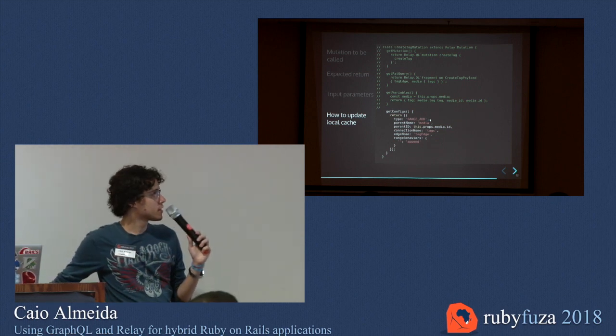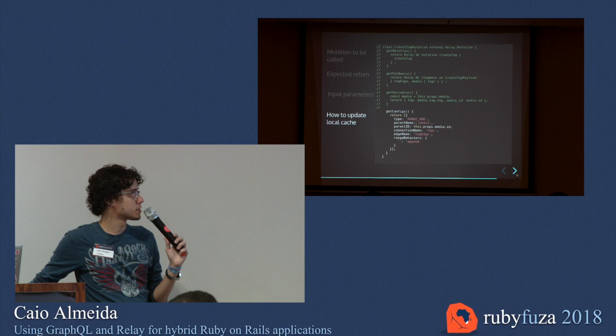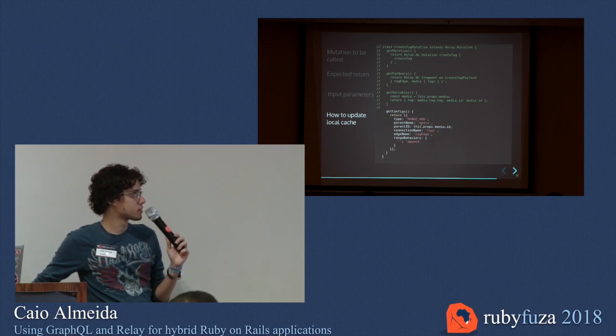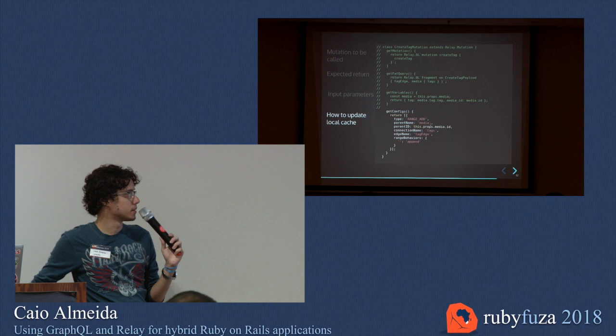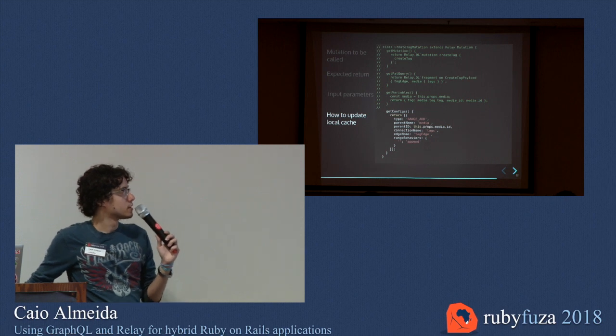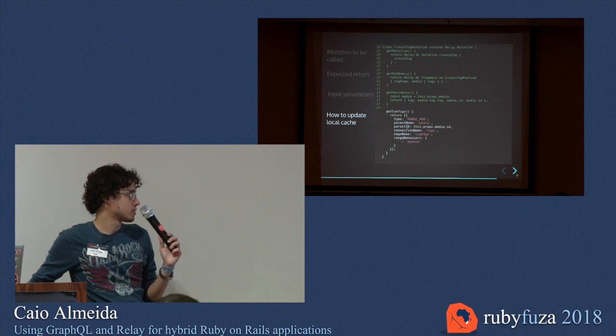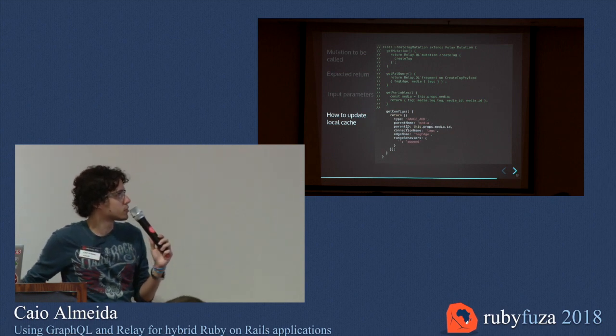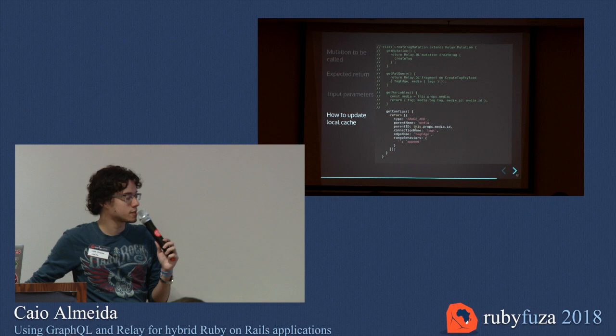So for the range adds, I need to specify a few things. First is the parent name. So here I'm adding this new tag to a media. The parent ID, so I can identify that media in my local store. So I need to pass the media ID. And the connection name is the collection that I'm going to add this new tag, which here is called tags.